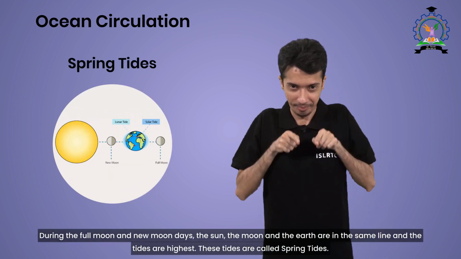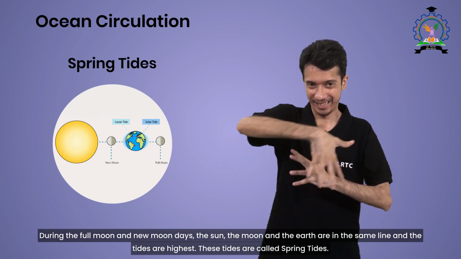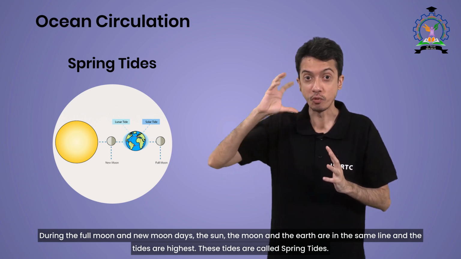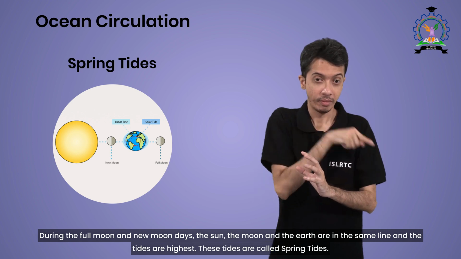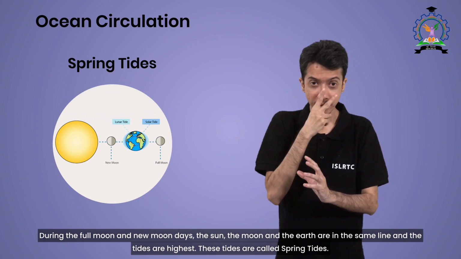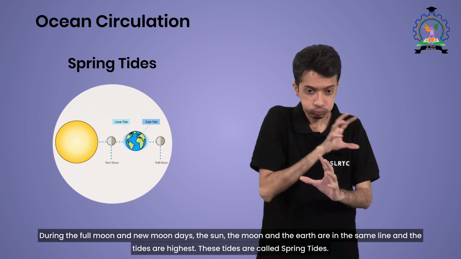During the full moon and new moon days, the sun, the moon and the Earth are in the same line and the tides are highest. These tides are called spring tides.